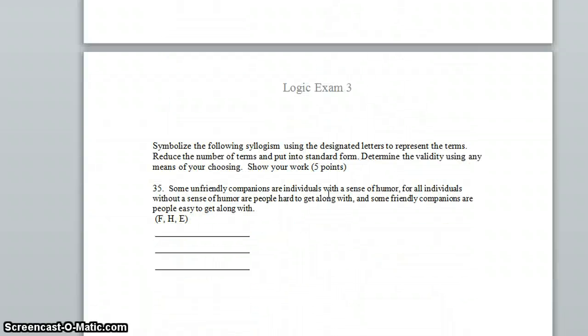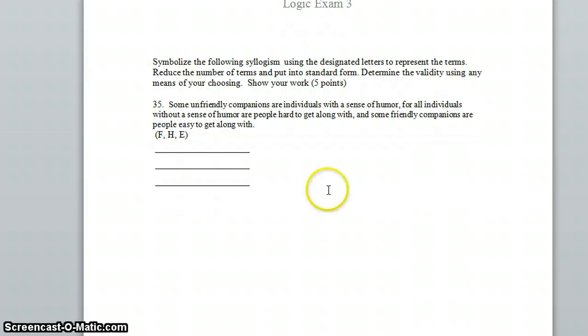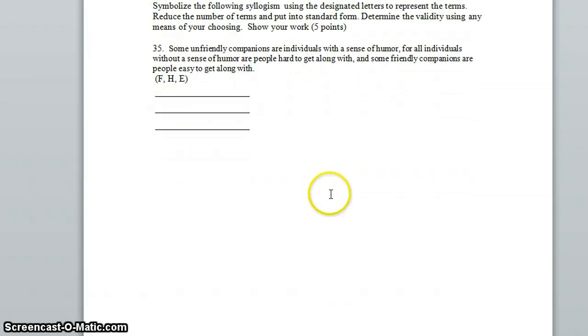Okay, for this one, basically this is getting rid of the nons, 5.4. So you want to write this out, and you want to write it using the letters F, H, and E, and write it out as a standard form syllogism. Remember, major premise, then minor premise, and then conclusion. Okay, then you want to determine the validity using any means of your choosing.